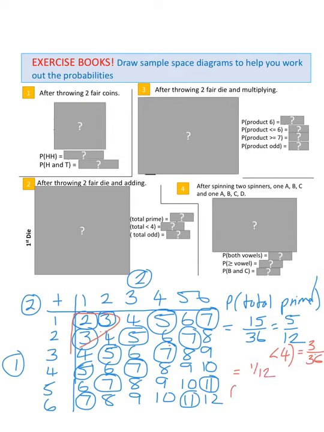And finally, the probability that the total is odd. So if I just get a different colour here, I'm going to circle all the odd numbers. So we've got all our 5s there, which are odd, all our 7s, 9, and 11. That's 1, 2, 3, 4, 5, 6, 7, 8, 9, 10, 11, 12, 13, 14, 15, 16, 17, 18. So that'll be 18 out of 36, which is a half.